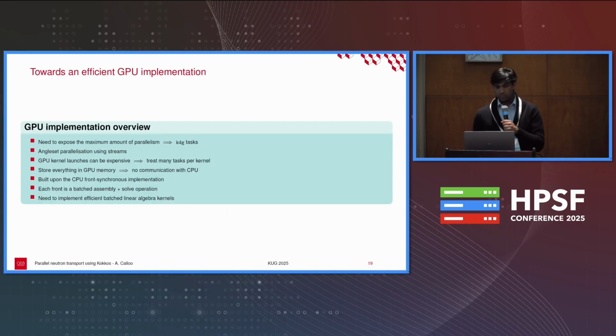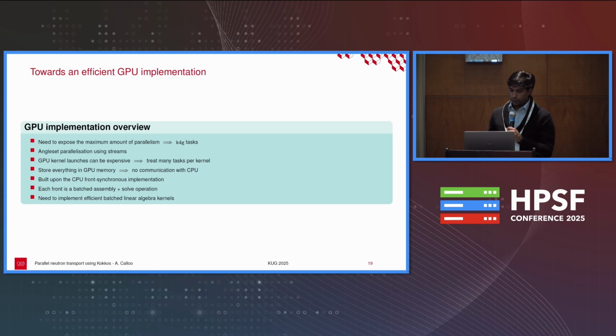Now, for our GPU implementation, this is very preliminary work. It has been done a few months ago. We're actually working on it. We need to expose more and more parallelism in this thing, so we're going to use the most unitary task we could do, which is for every direction, every cell, every group. We also want to store everything in the GPU memory, so we don't have any communication with the CPU. Since we have everything in Kokkos, we don't have to tackle things differently using unified memory or whatever.